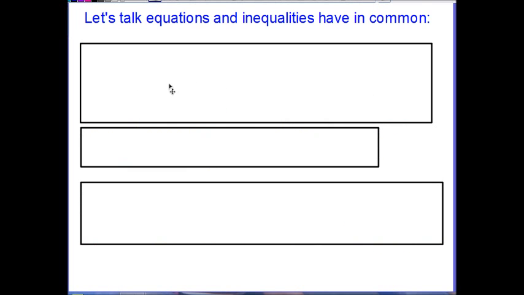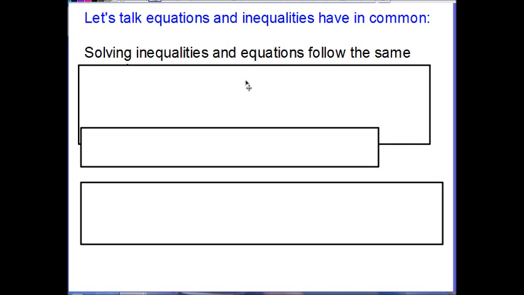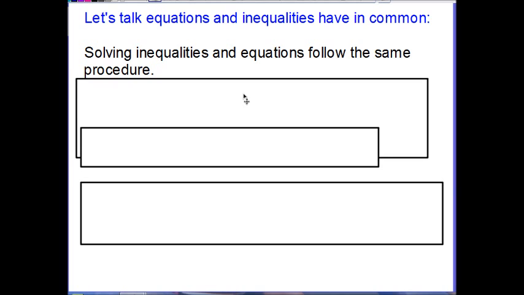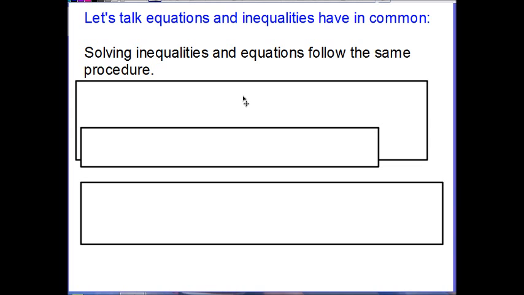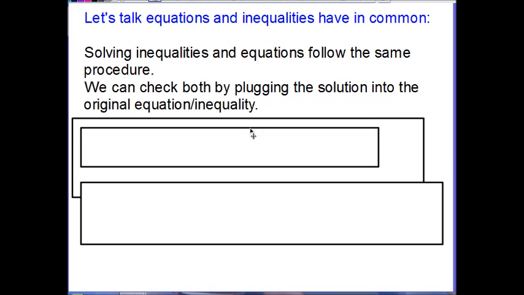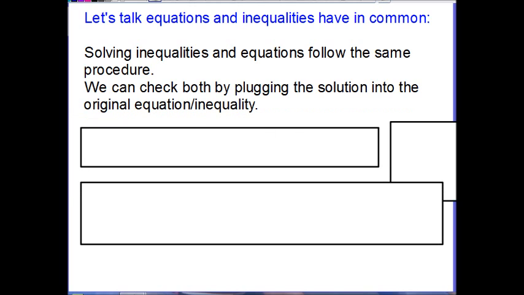So let's talk about equations and inequalities and what they have in common. First thing, solving inequalities and equations follow the exact same procedure. When trying to get x alone, if it's a plus, we're going to minus. If it's a minus, we're going to plus. If it's a times, we're going to divide. If it's a divide, we're going to times. Secondly, we can check both by plugging the solution into our original inequality and making sure it works out. So that's what we have as far as things in common between equations and inequalities.